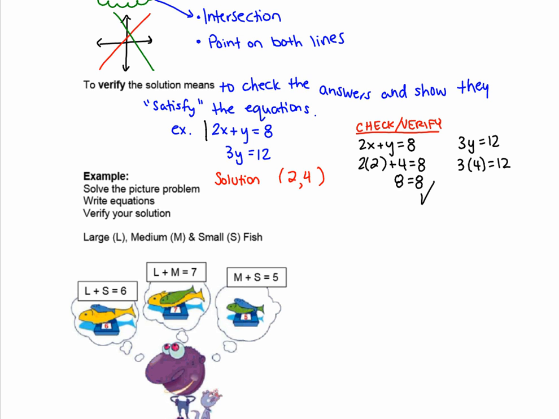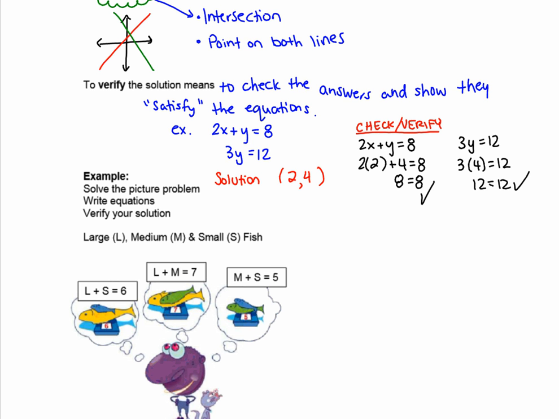Because that's the equation here. That they gave us. That was the system. And then, so 3 times 4, 12 equals 12. Okay, so we're proving left side equals right side. That's my verification.